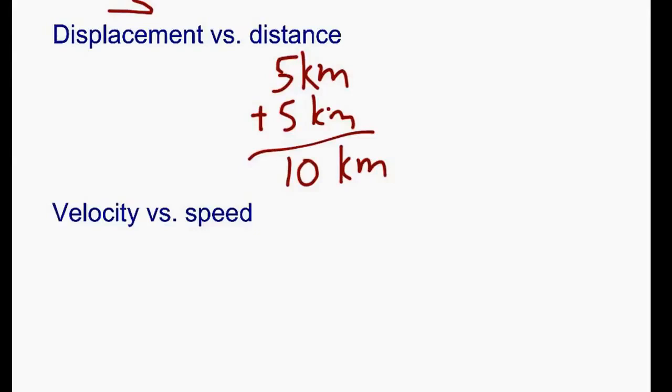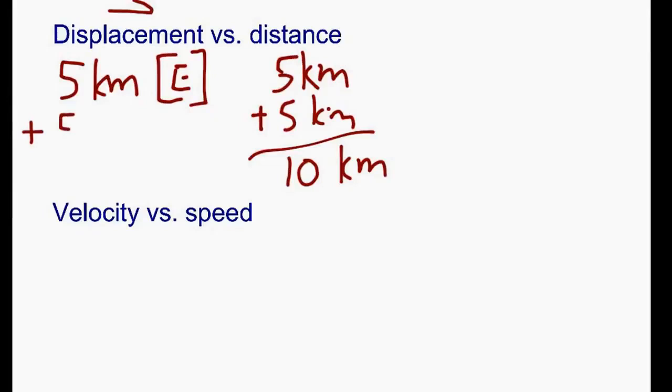Displacement would be a little bit different because let's say you went your 5 kilometers to school, and suppose you traveled east to school. We'll write that in square brackets. So you went 5 kilometers east. Then at the end of the day, you're going to turn around and go back to your house, so you went 5 kilometers west. Now when we add those up, what happens? Well, 5 kilometers east, we can think of as being like a positive.